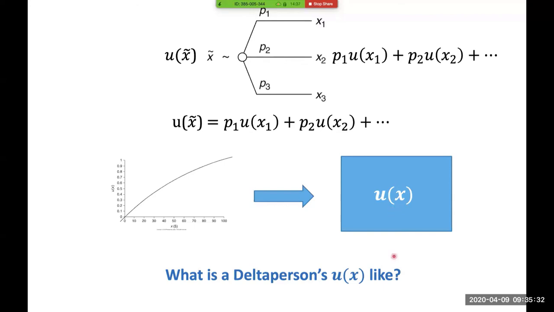Okay. Before we answer this question, what a Delta person's utility function looks like, I want to bring your attention to the meaning of this x-axis over here.